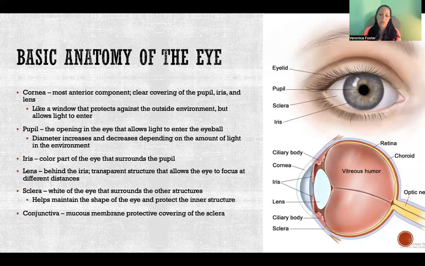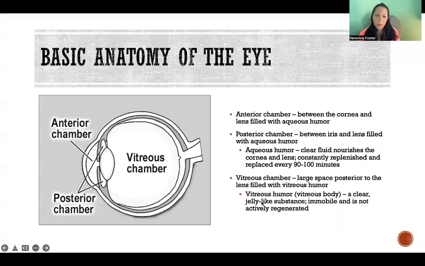So it's surrounding all of the other structures and it is opaque. It's white because it includes a lot of collagen, and collagen is white. It helps maintain the shape of the eye and protects the inner structures of the eye. And then the conjunctiva is a mucous membrane that protects the covering of the sclera. So if someone has conjunctivitis, that would be inflammation of the conjunctiva, that's pink eye. So it's a bacterial infection that's causing inflammation of the conjunctiva.